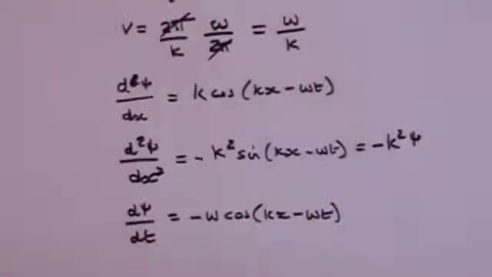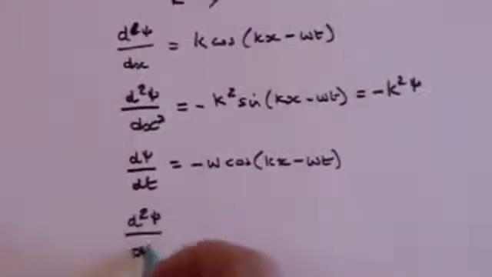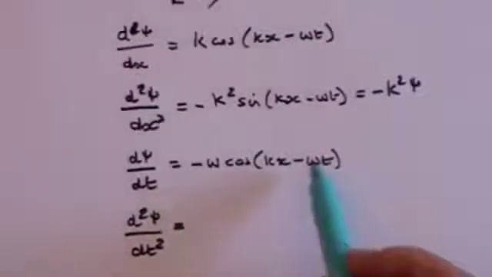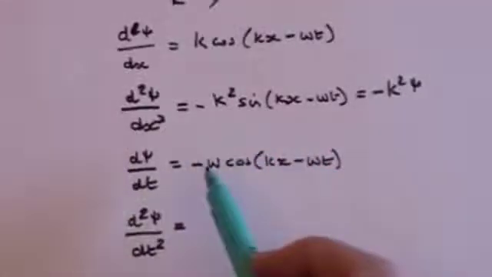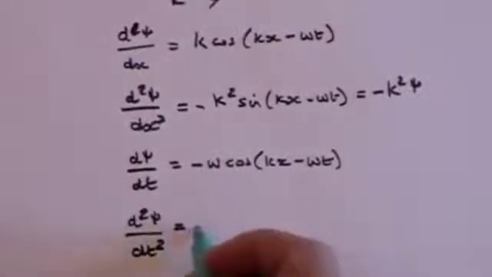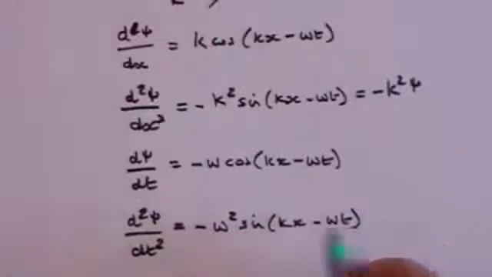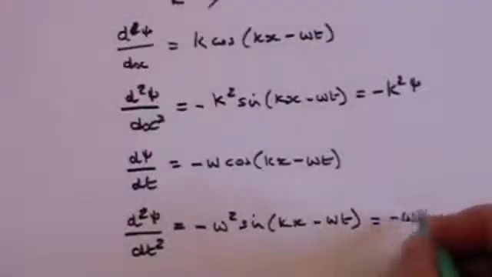And now we're going to do that again. We're going to differentiate again with respect to time. So d2 psi with respect to dt squared is equal to, now we need to bring another minus outside, so that will become plus omega squared. But the cosine changes to minus sine, so you now do get a minus. It becomes minus omega squared sine kx minus omega t. And sine kx minus omega t is psi, so that becomes minus omega squared psi.